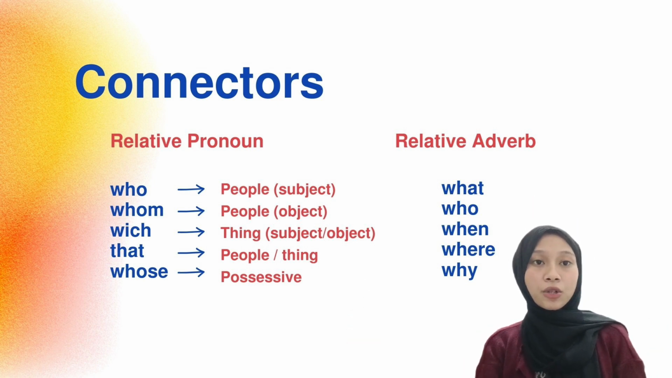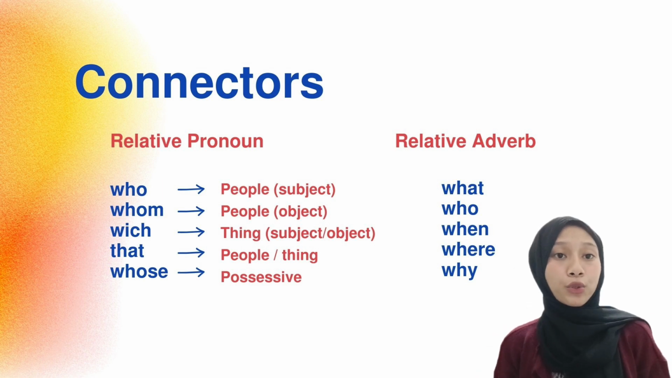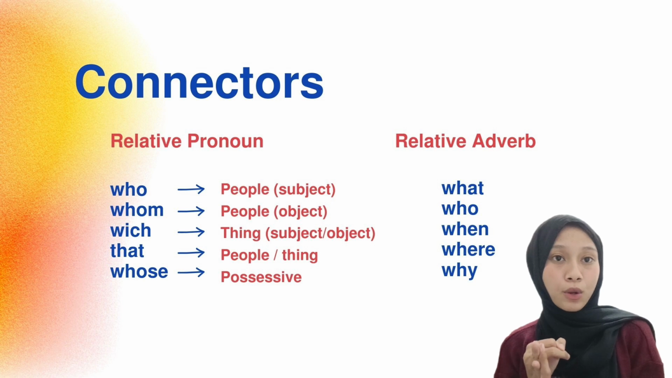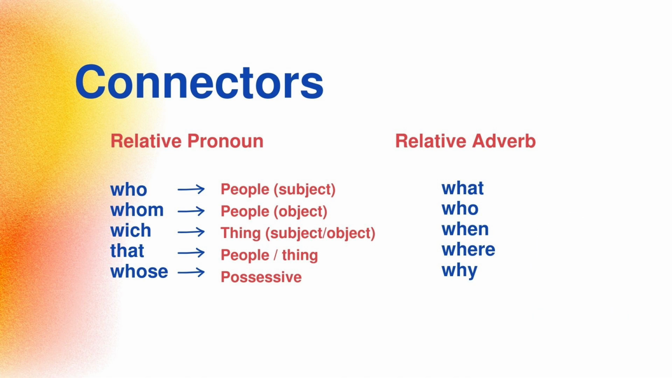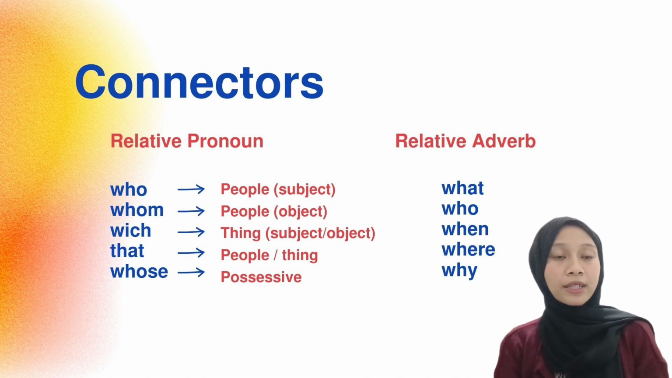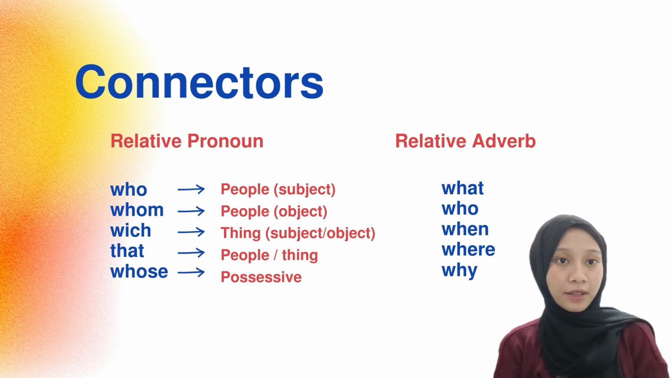Relative pronouns consist of who, whom, which, that, whose. We use who when the subject is people. We use whom when the object is people. We use which when the subject or object is a thing. We use that when the subject is people or thing. We use whose when the subject is being possessive.